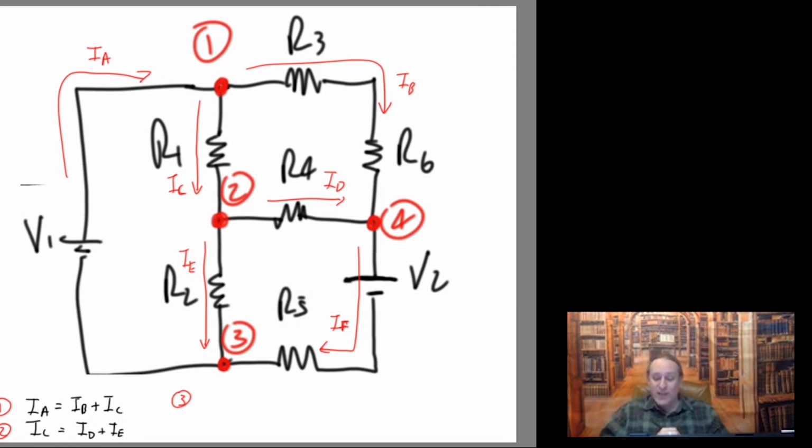For junction 3, going in, we have IE and IF. So that's IE plus IF. And going out, what is it? Well, we have to look all the way around and find IA up here. That's the same stuff.